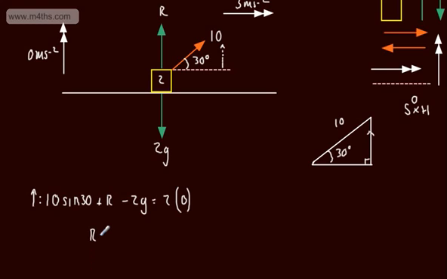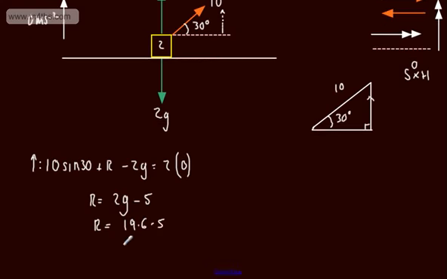Let's say now that R will be equal to adding the 2G to both sides and subtracting now the 10 sine 30. Sine of 30 is 1/2, okay? So this is going to be 10 lots of half, which is going to be 5. So I'm going to subtract that. So that's -5. We can say that our G is 9.8, so this will be 19.6 minus 5. So we're going to have 14.6 newtons. So that tells me now the normal reaction force is going to be 14.6 newtons.